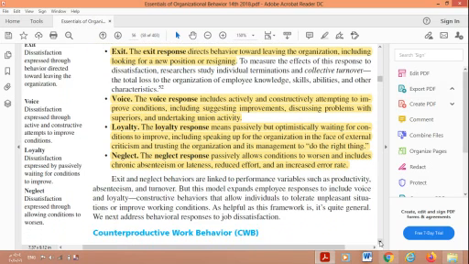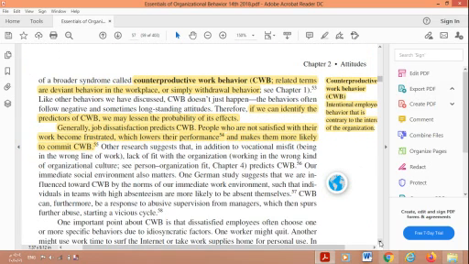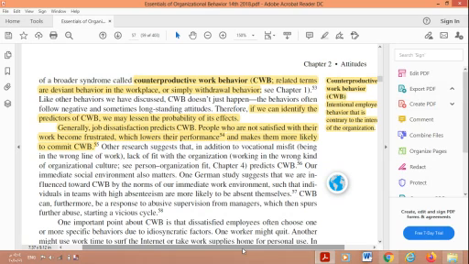Also, job dissatisfaction sometimes will lead to counterproductive work behavior. How can we define counterproductive work behavior? It is intentional employee behavior that is contrary to the interest of the organization. So it is contradictory with the organizational interest. If the organization can identify the predictors of counterproductive work behavior, we can lessen the probability of its effect.